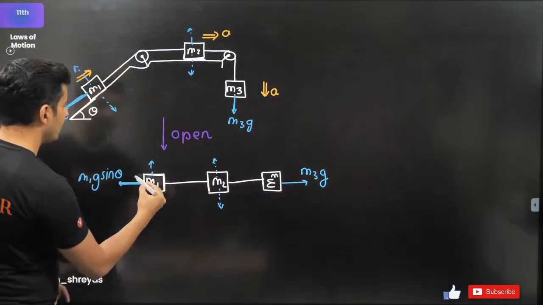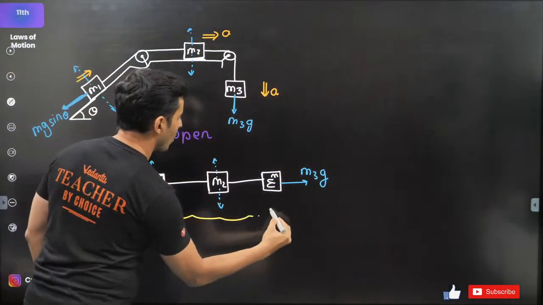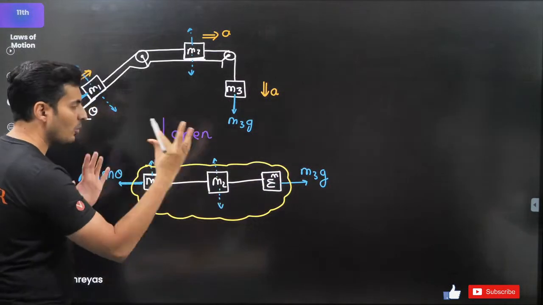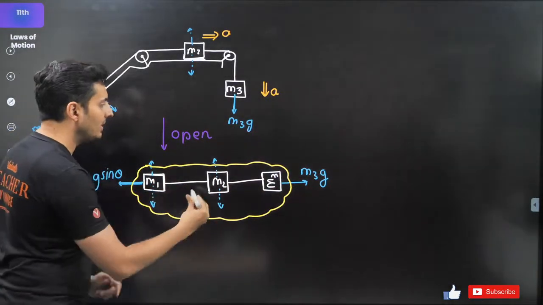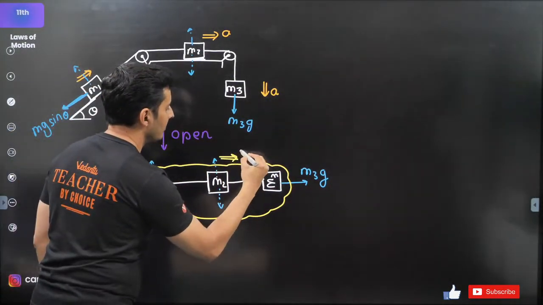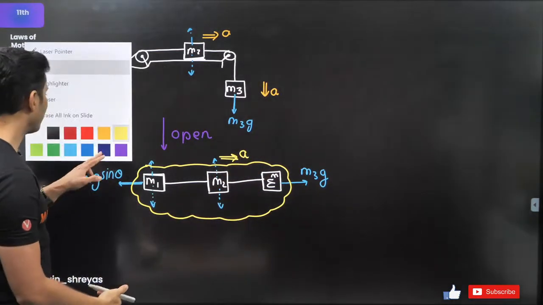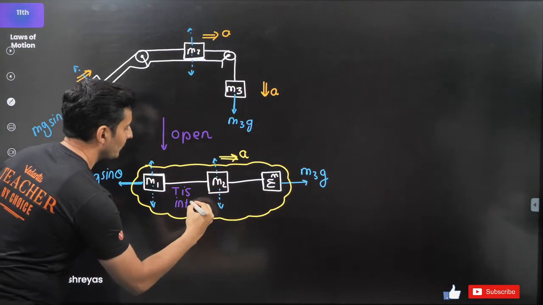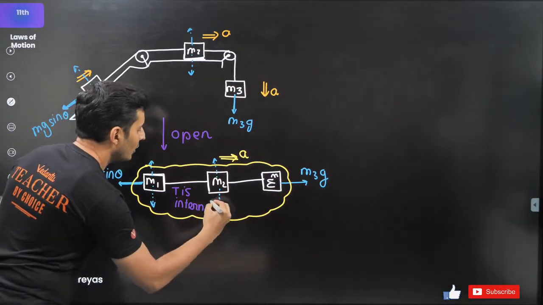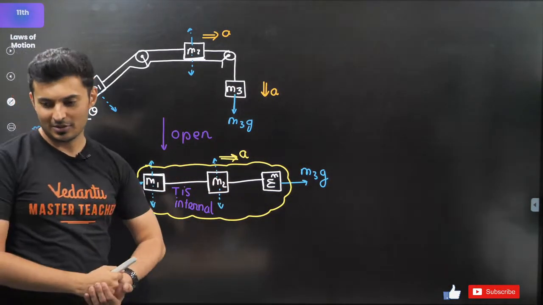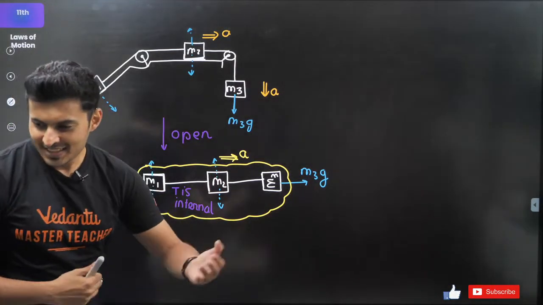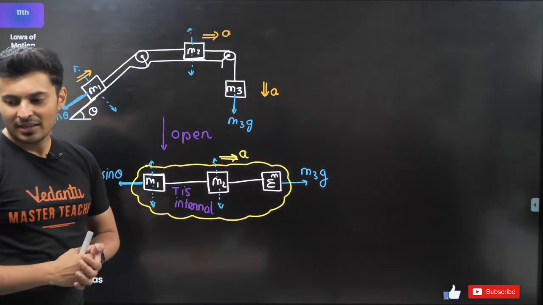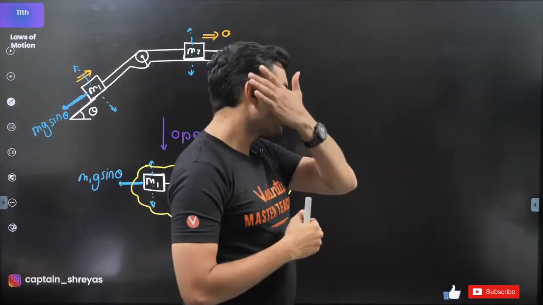And this entire system as a whole, you can treat it like one system. So tension becomes internal, which is now accelerating this way. Please realize tension is internal now. Tension is internal, and you never worry about internal forces. Is that clear?